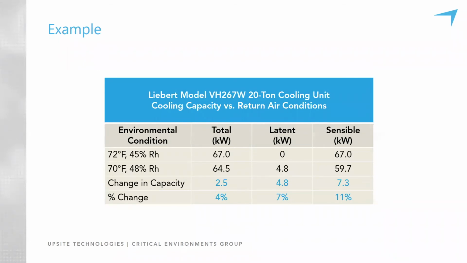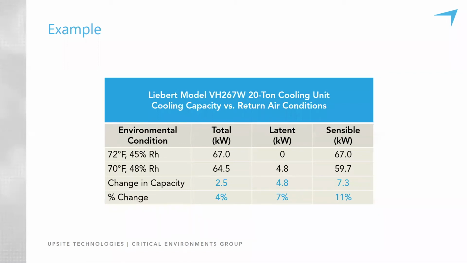What that means is that 4.8 kilowatts of that cooling unit's capacity are taken up by removing the heat given off by moisture condensing on the coils. Latent heat or latent cooling, as it's sometimes referred to. So we want to remove the latent cooling. We want to remove the condensation on the coils. And when we do that, by just raising the supply temperature, in this case 2 degrees, the relative humidity drops to 45%. The total capacity of the cooling unit goes up to 67 kilowatts.